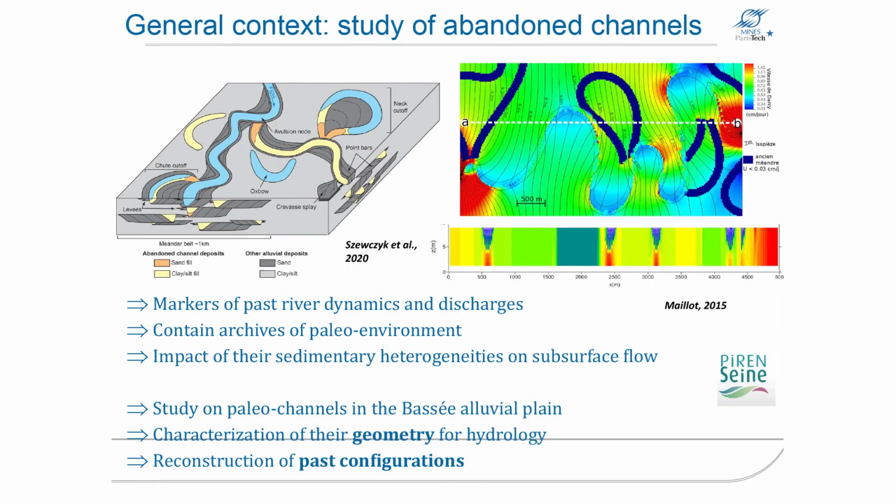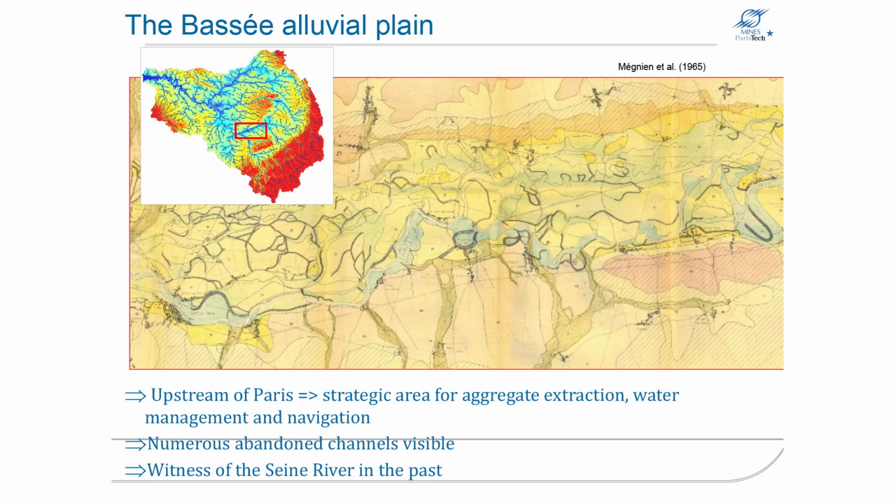So in the frame of the Pier and Sand project, we studied those paleo channels in the Bassée alluvial plain with the purpose to characterize their geometry for hydrologic purposes, and also to have some constraint on their past configuration and dynamics. So the Bassée alluvial plain, some of you know a bit better than me. It's located upstream of Paris.